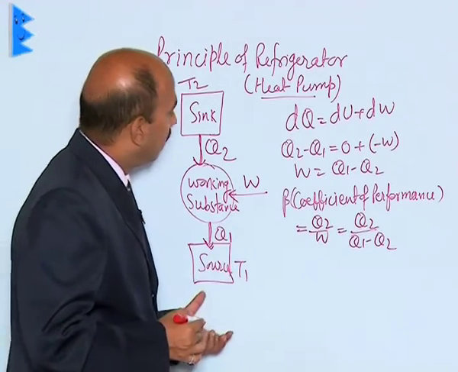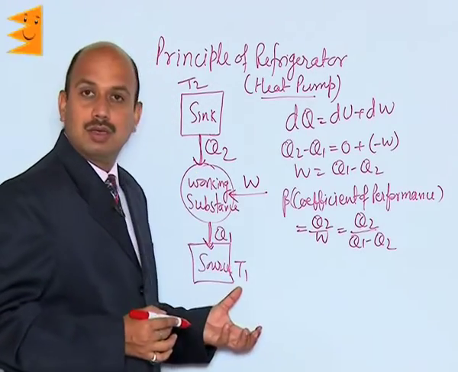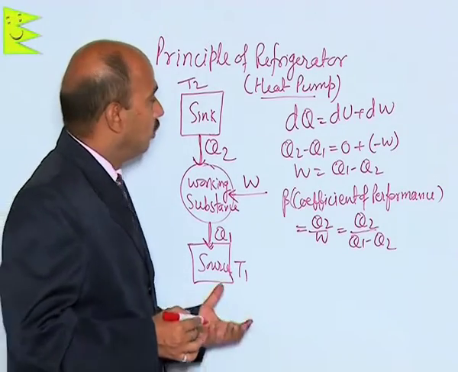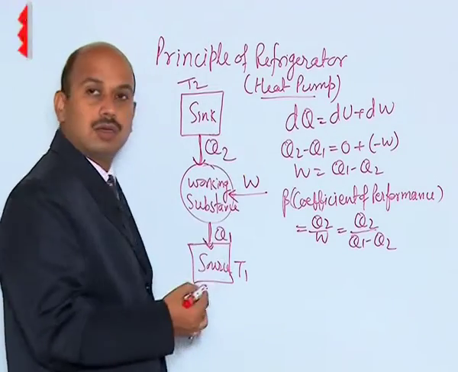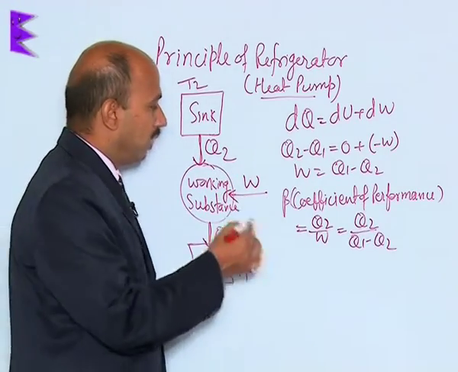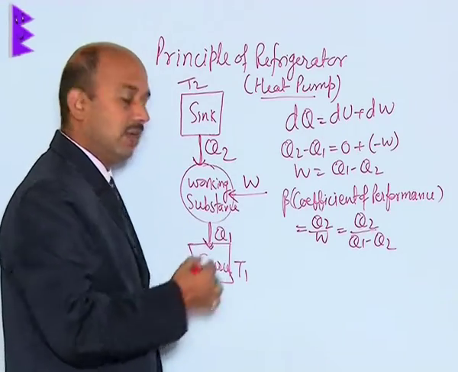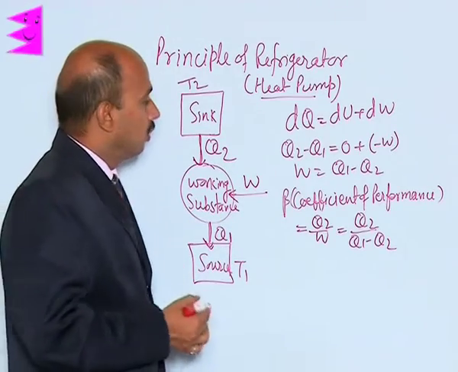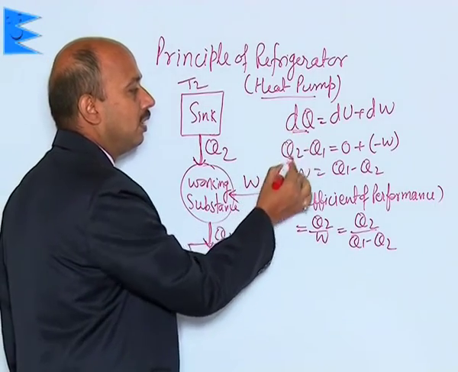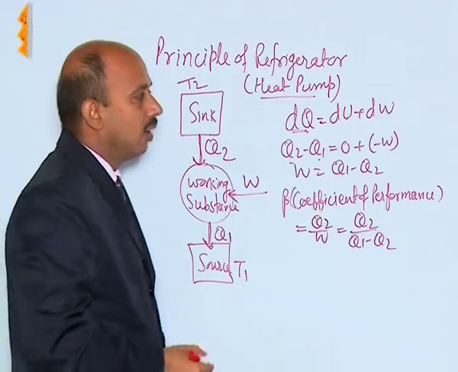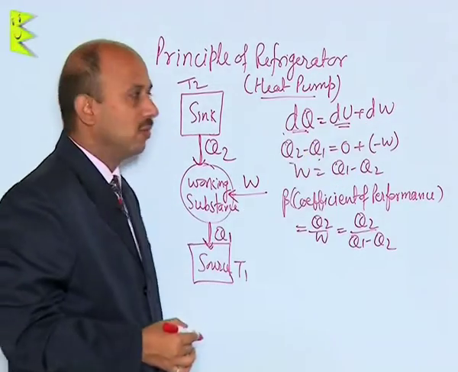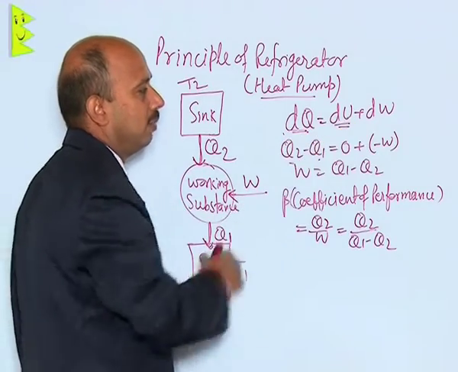Now see this working, it is just like a Carnot cycle, but in the reverse direction. So the heat we are taking from the sink is done only by doing some external work. So the work is done on the system and then heat is given to the source. So in one cycle, the net heat dQ can be written as Q2 minus Q1, and according to the first law of thermodynamics, dQ is equal to dU plus dW.